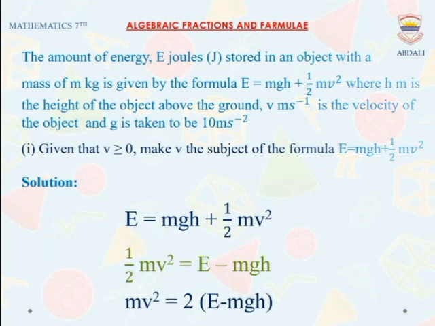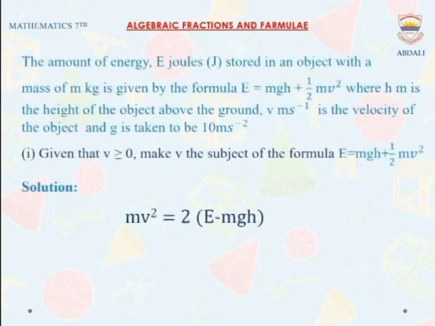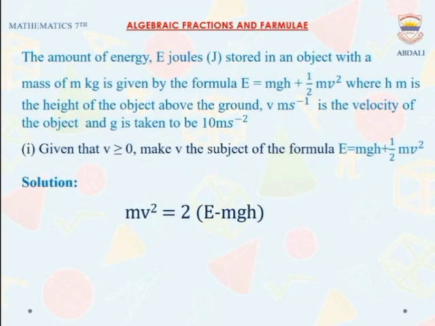Okay, we have done till this step, and now we have to separate m to the other side. We will move m to the other side in order to separate v. So when m is moved to the other side, it is being multiplied here, so it will be divided. So it becomes v square equals (2E minus 2mgh) by m.